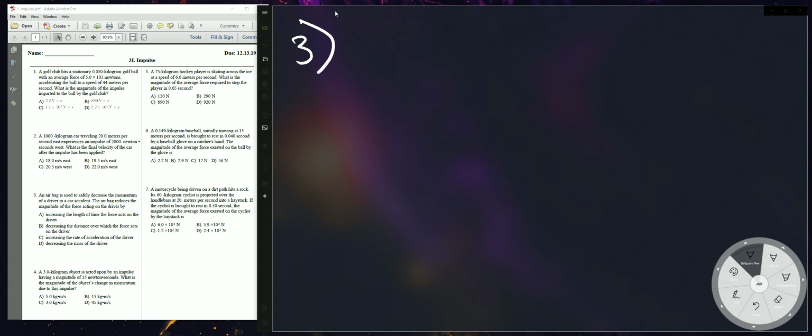Because then it tests students' ability to read. Alright. An airbag is used to safely decrease the momentum of a driver in a car accident. The airbag reduces the magnitude of force acting on a driver by increasing the length of time the force acts on that driver.